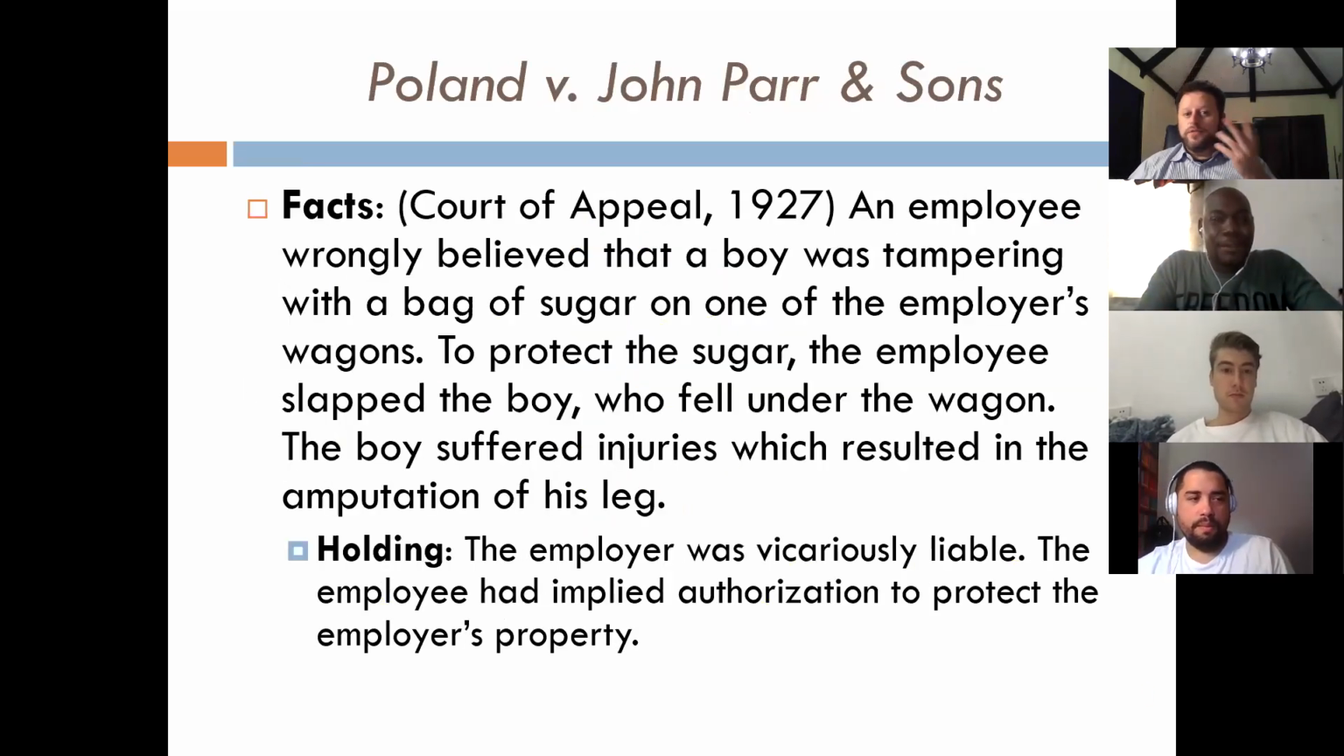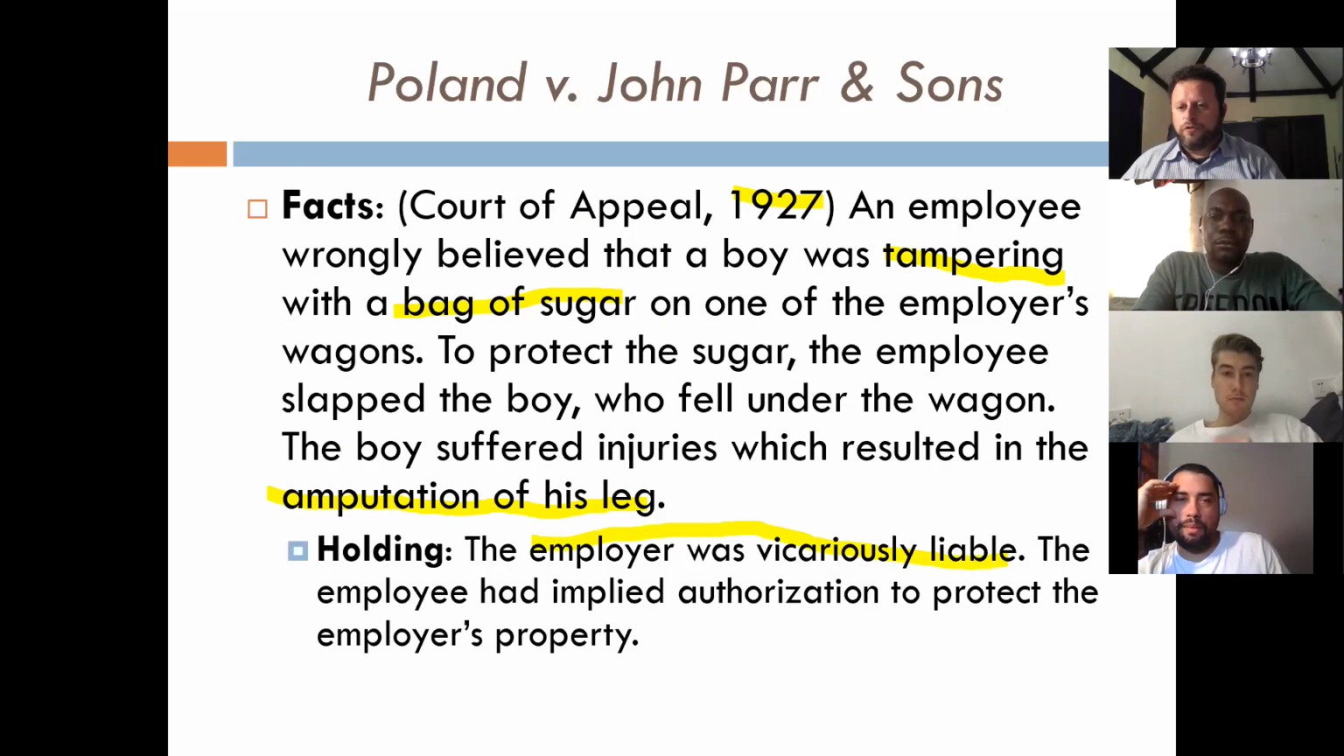So here's a case from 1927. Now, this was a terrible case. There was a boy who was kind of playing with, not even stealing, a bag of sugar. To protect the sugar, the employee slapped the boy. He fell under the wagon and he lost his leg. Of course, they want to sue the company because the company has a lot of money, but this employee has like no money. But the court said, listen, the employee was trying to protect. So the employer was vicariously liable. They did have to pay for the boy's leg because this happened during the course of employment.